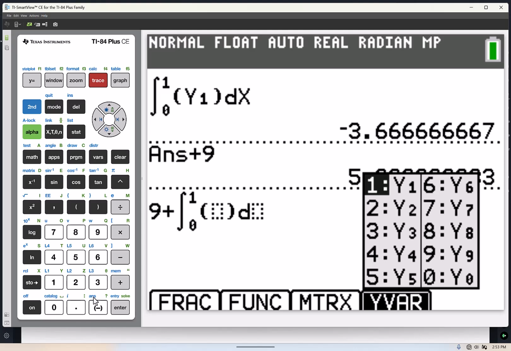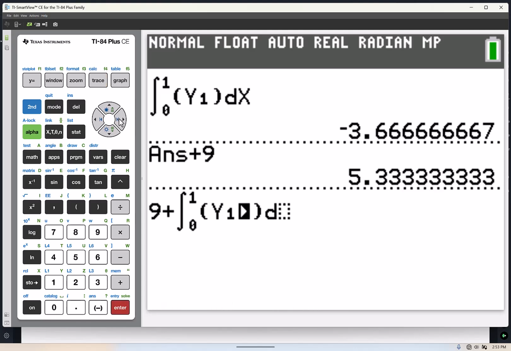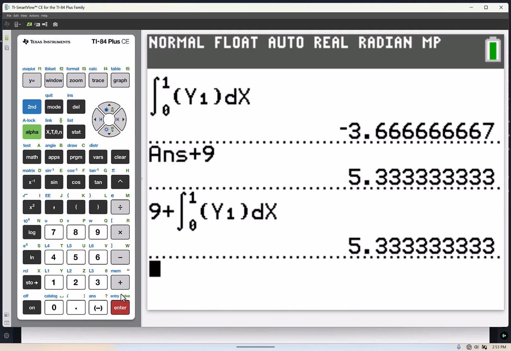Alpha trace y1. There it is. 5.333333. Hopefully your calculator is staying the same. Oh, by the way, I already started saying this.